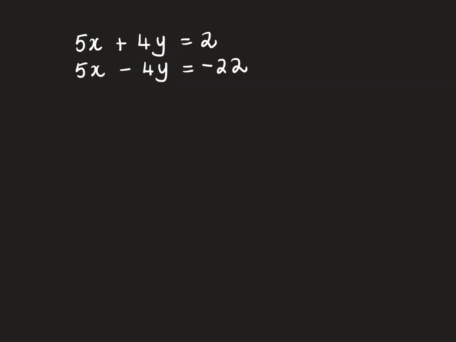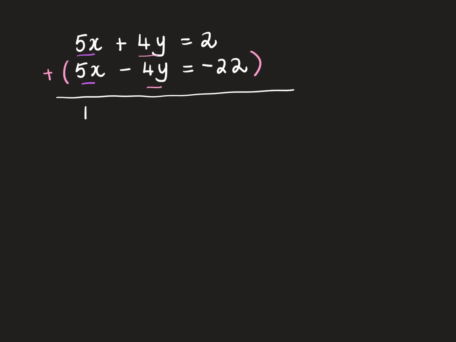Here's another pair of simultaneous equations. Now when I'm looking at these, I find that I've got the same number of x's and the same number of y's, but just negative them. So how would I solve this? Well, if I add these two equations together, look what happens.